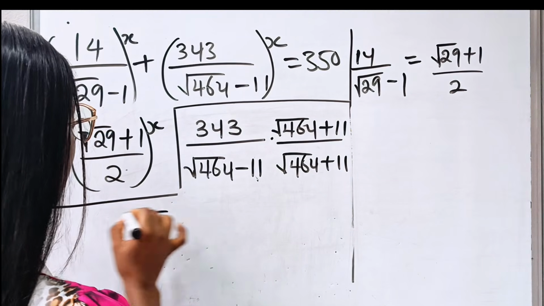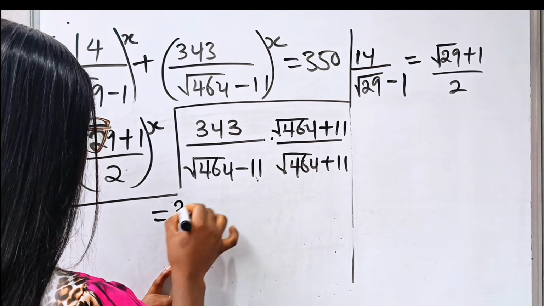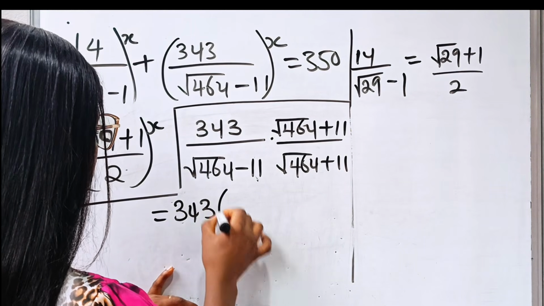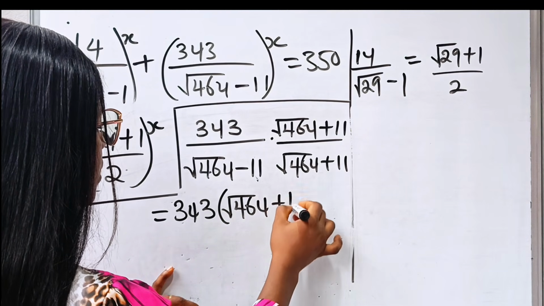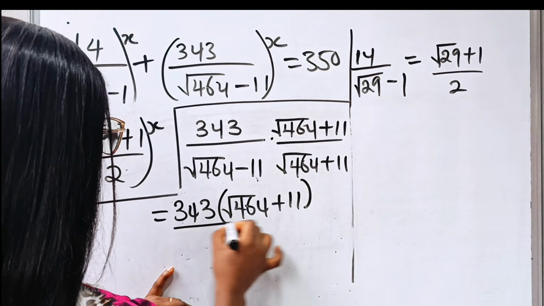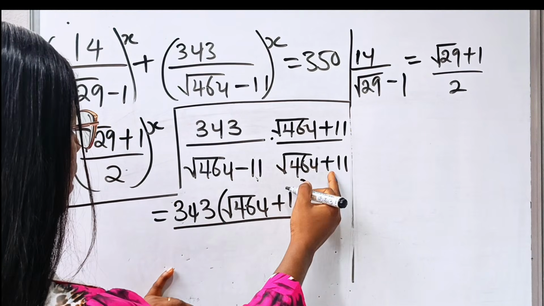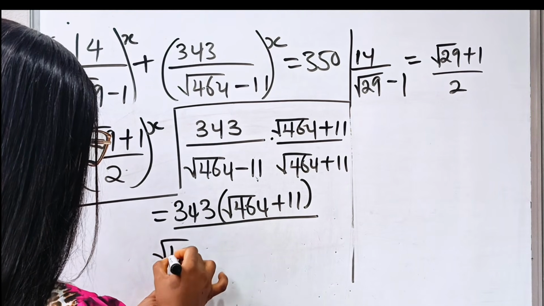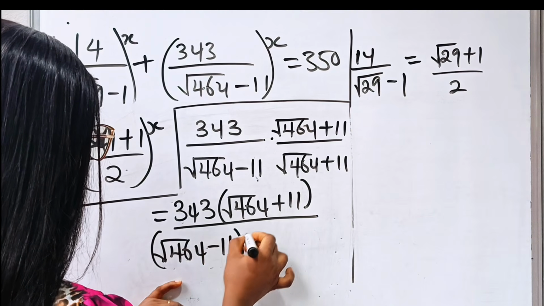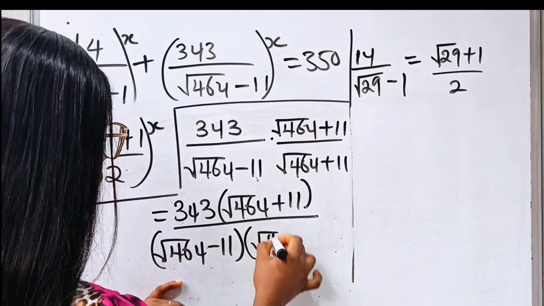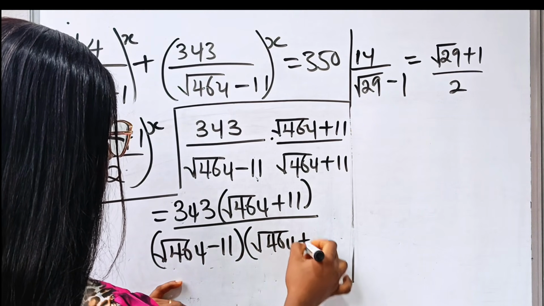So going further, we have this to be 343 brackets root 464 plus 11 divided by this multiplied by this, root 464 minus 11 multiplied by root 464 plus 11.